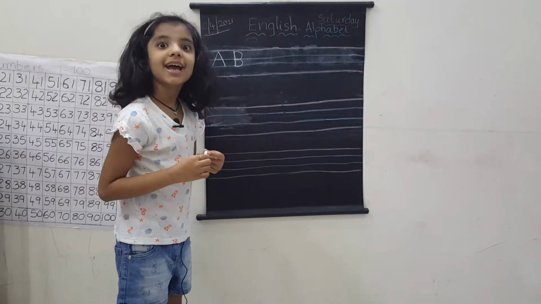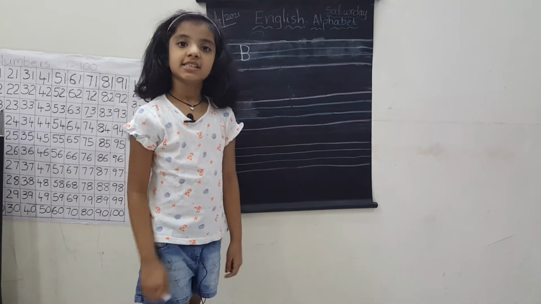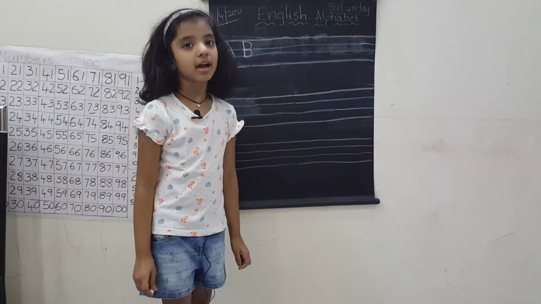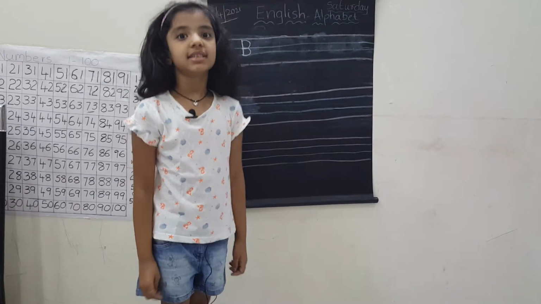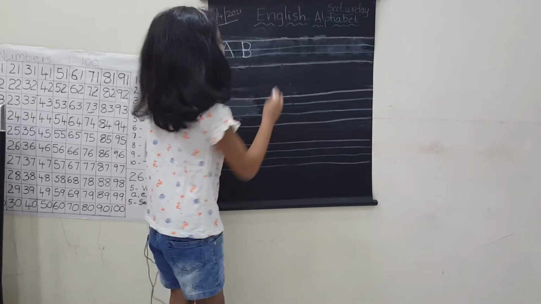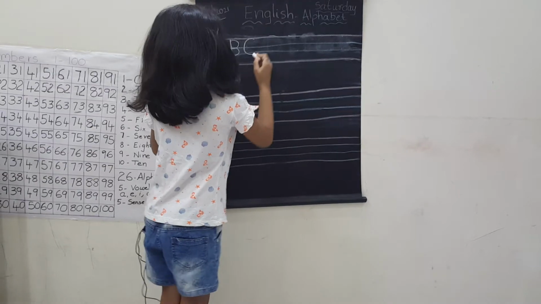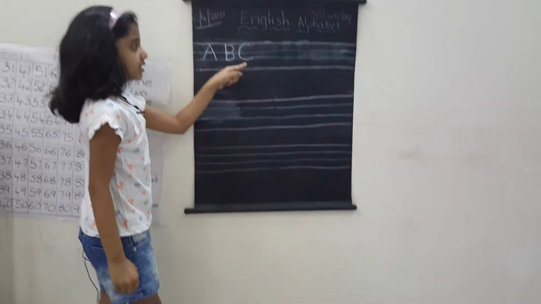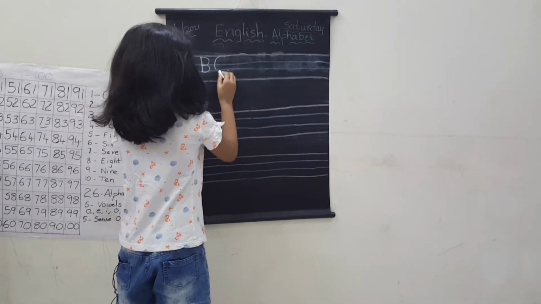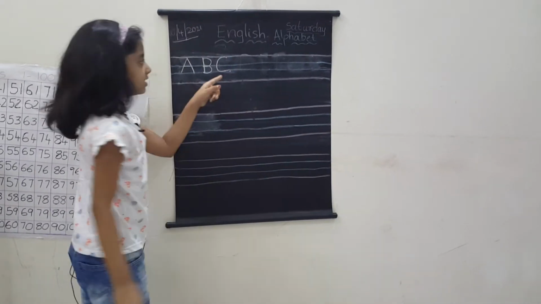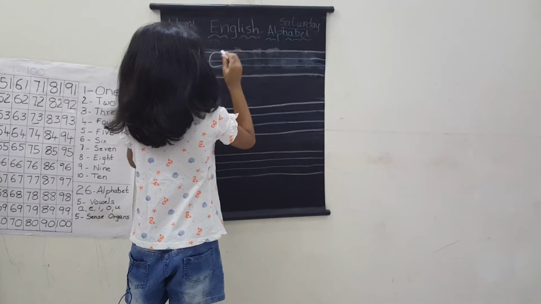Now we are going to write C. C sound is ka. C is for cat. Now we are going to write C. This is C.